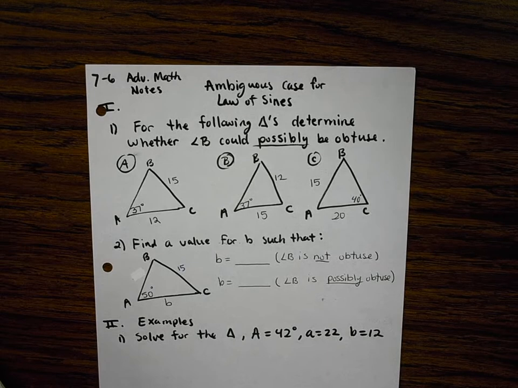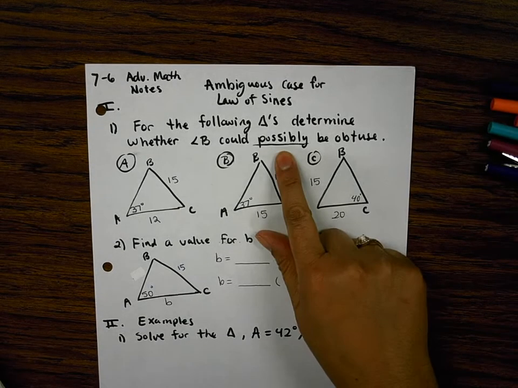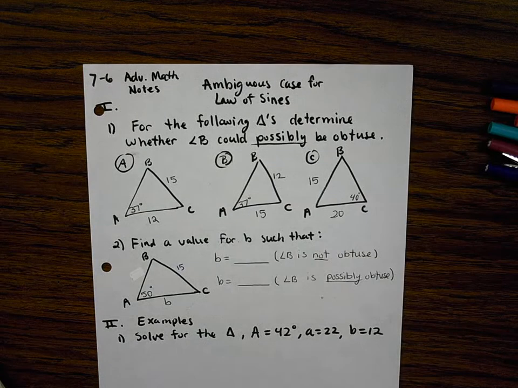Number 1, for the following triangles, determine whether angle B could possibly be obtuse. We wouldn't know for sure if it is or if it's not. That's why we underline possibly. Okay.